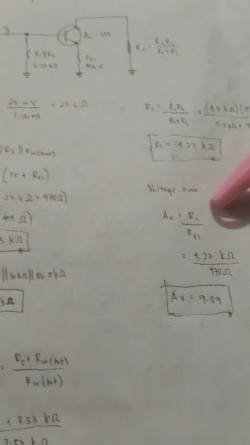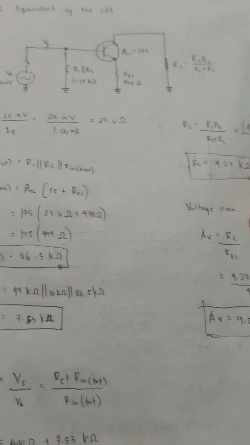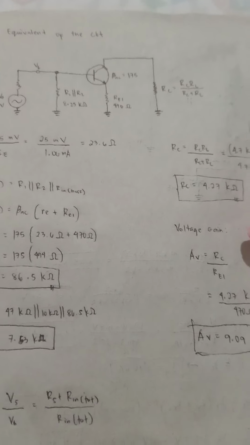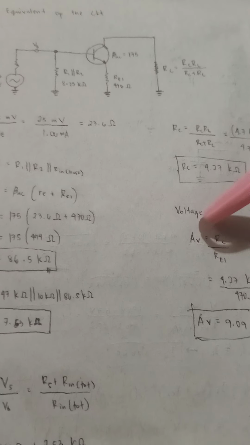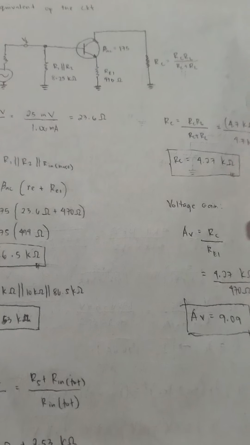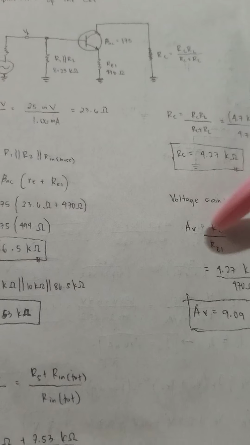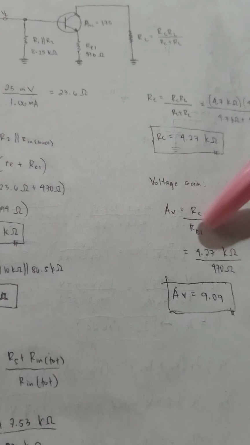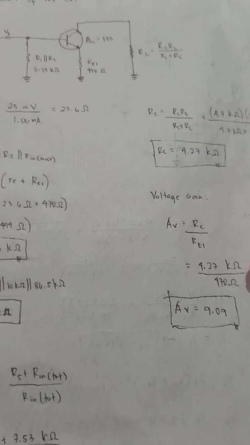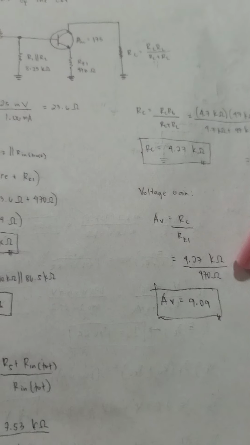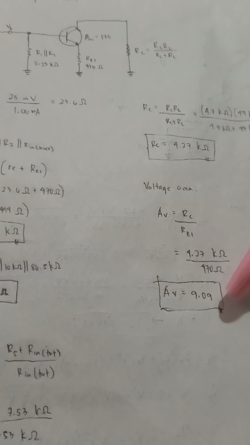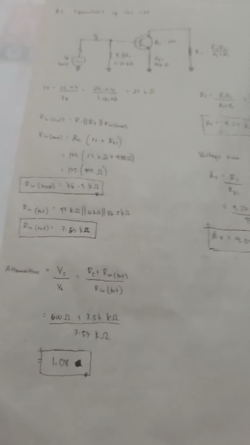And for the last, you must solve for the voltage gain. So the voltage gain AV is equal to RC over RE1. RC is equal to 4.27 kilo ohms, over RE1, which is equal to 470 ohms. So the voltage gain AV is equal to 9.09. So that's it, guys.